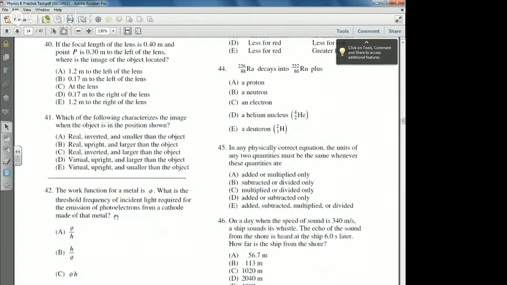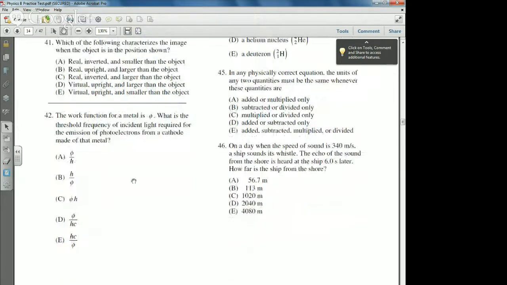45 is a units question. Yeah, that was weird. The units of any two quantities must be the same whenever they are added or subtracted. Hopefully you guys knew that one. If you did not, I'm sorry. But if you multiply numbers, then the units just combine together. Whenever you're adding or subtracting, it's just like 1x plus 2x equals 3x. But can you do 1x plus 2y? No. Can you do 1x times 2y? Then it just becomes 2xy, right?